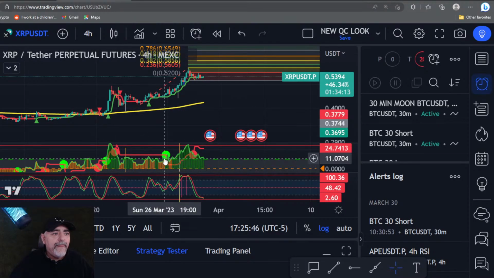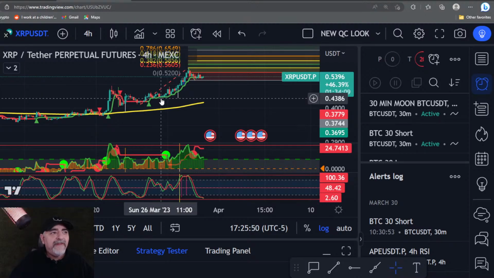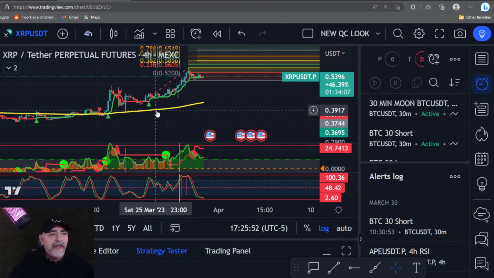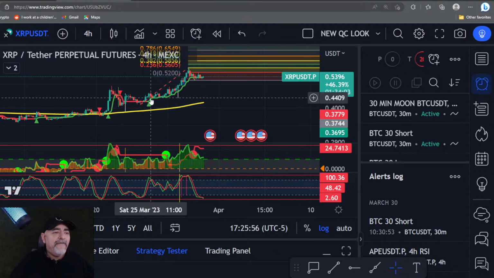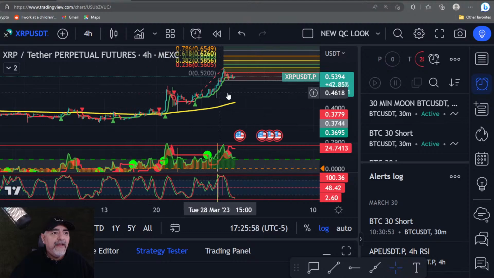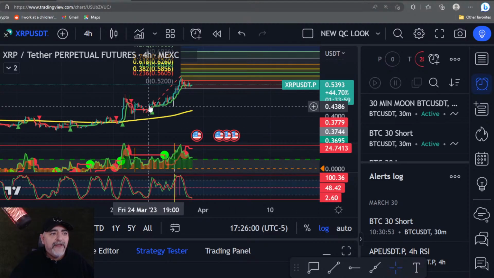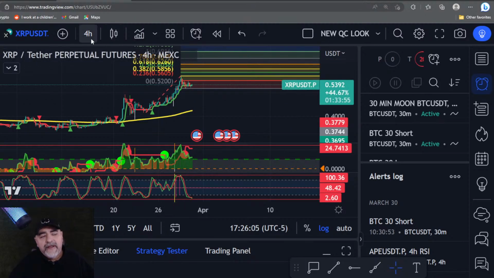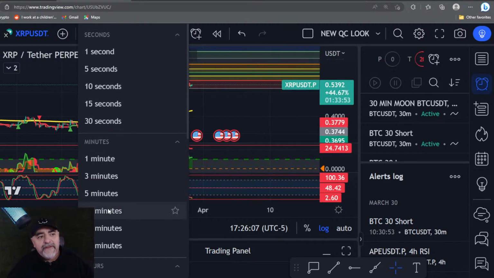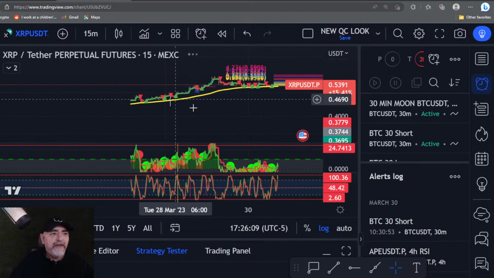So right here, green moon, we come up, our entry is 44 cents. So what did we say when you have a 4-hour green moon? That means you close on the 15-minute red, right? So 15-minute red trend. So here's our buy-in right here. We would have got in at 44 cents, right? Now you would have closed this trade on the 15-minute red trend, right?